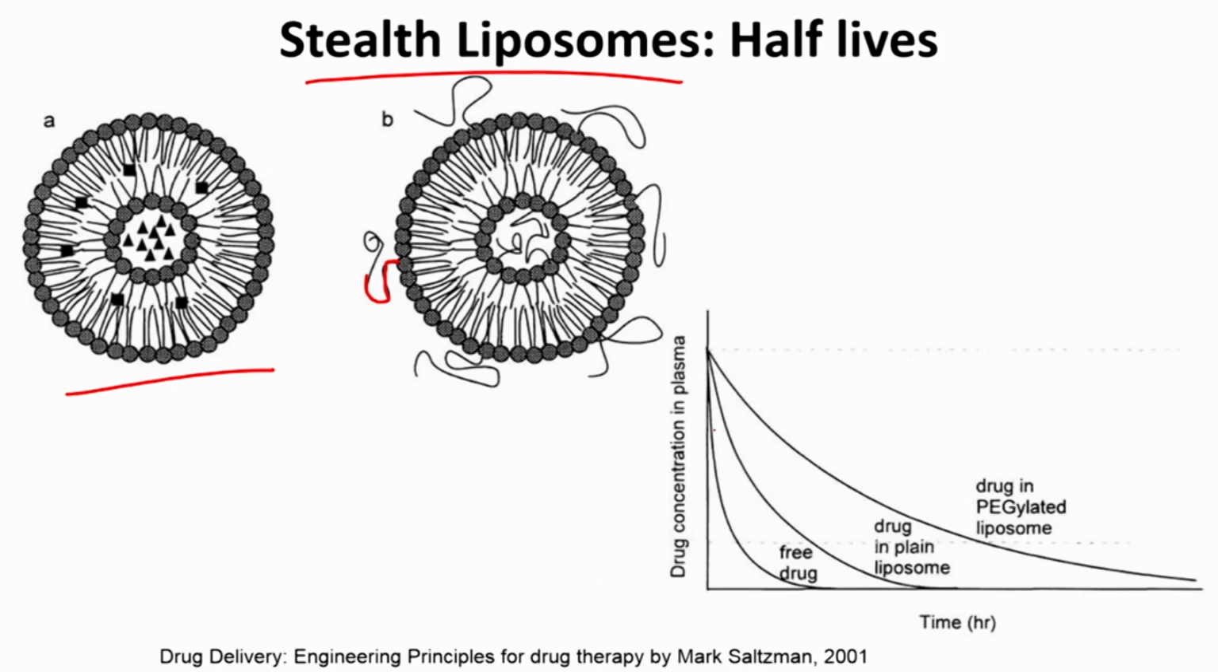The free drug gets quickly removed from the system. If you have the drug in some plain liposome, it of course increases the half life by quite a bit. This is on a log scale, let us say. If this is the half life, and let us say this is 10 hours, then this is almost tripled, so this has now become 30 hours.